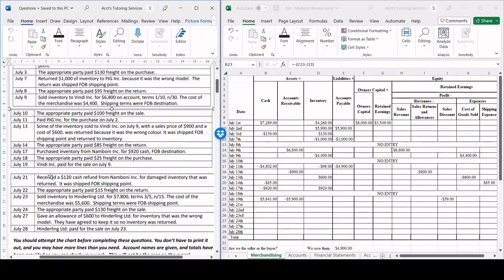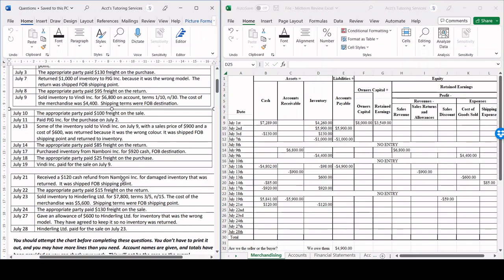Now let's fast forward to July 21st. Received a $120 cash refund from this company for damaged inventory that was returned. It was FOB shipping point. So in this case, we were the buyer originally. So we received a $120 cash refund. So in that case, our cash is going to increase by 120 and our inventory is going to decrease by 120 because the inventory was damaged and it was returned.